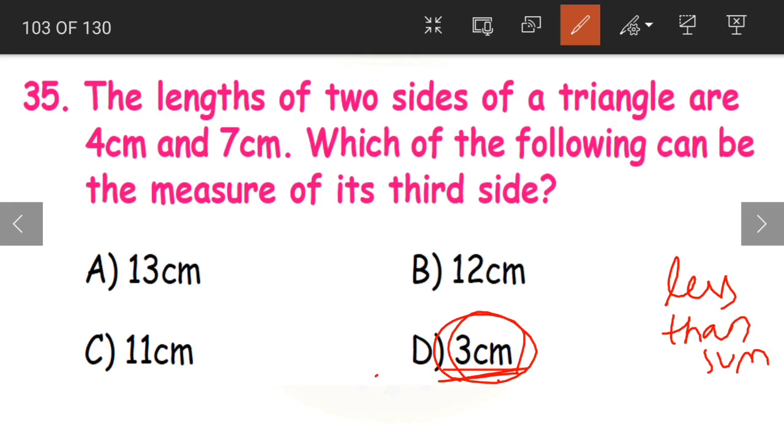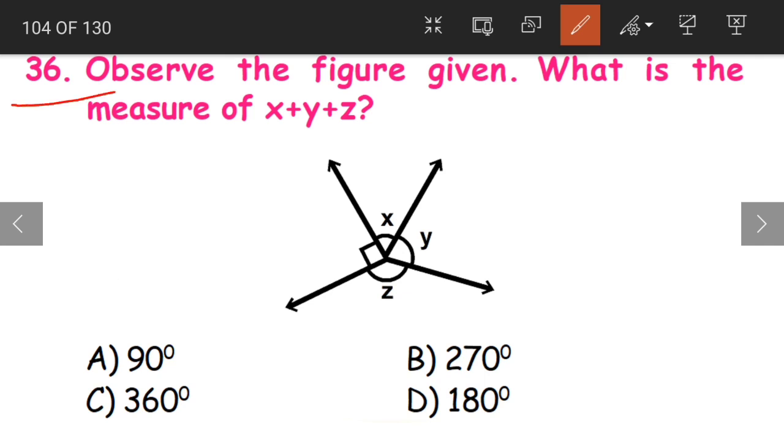So here we are having only 3 centimeters which matches that condition. So the length of the third side can be 3 centimeters. Now coming to question 36. Observe the figure given below. What is the measure of x plus y plus z?